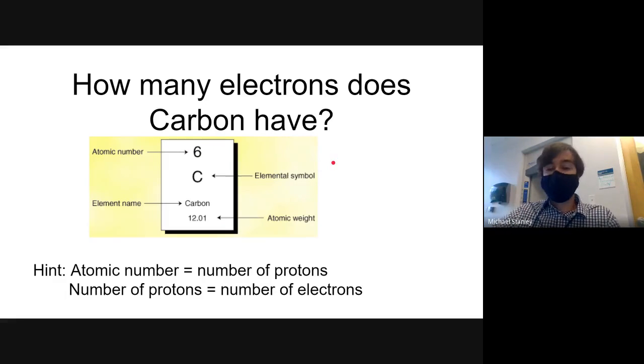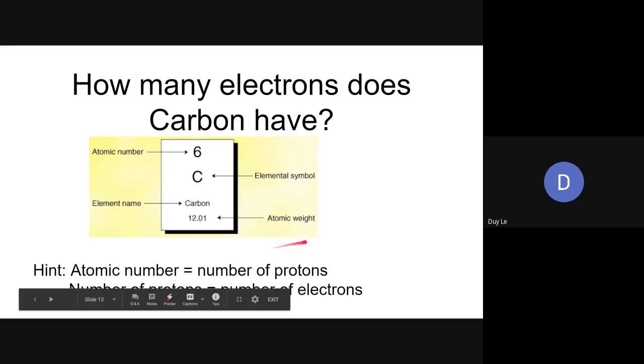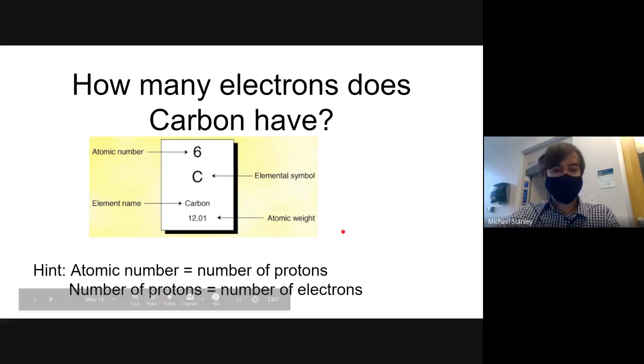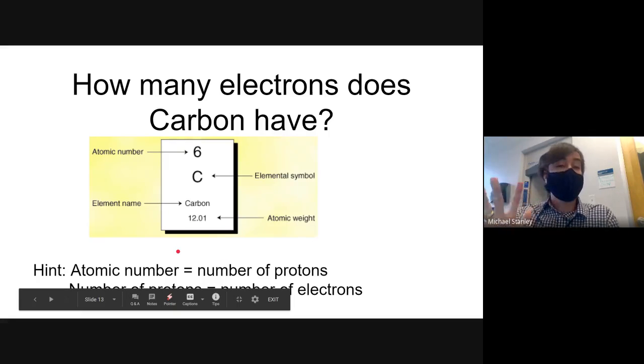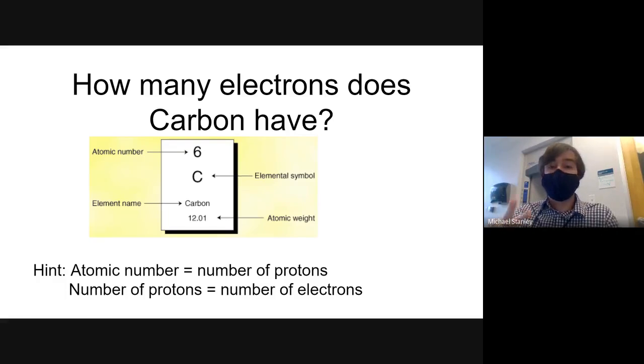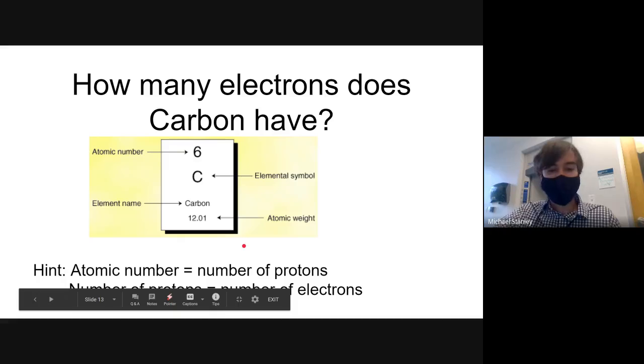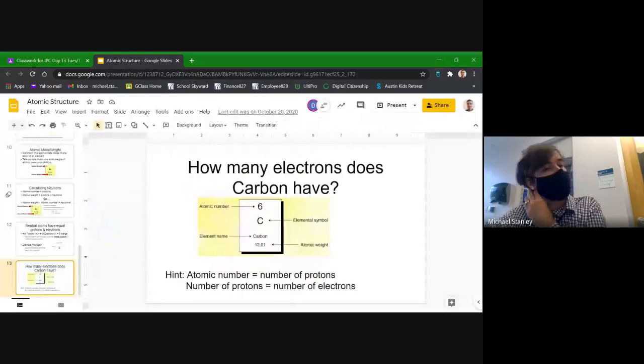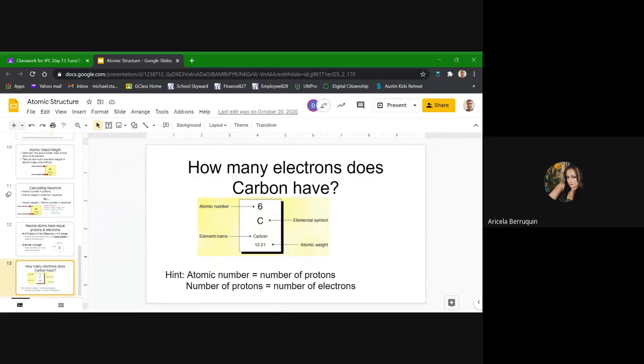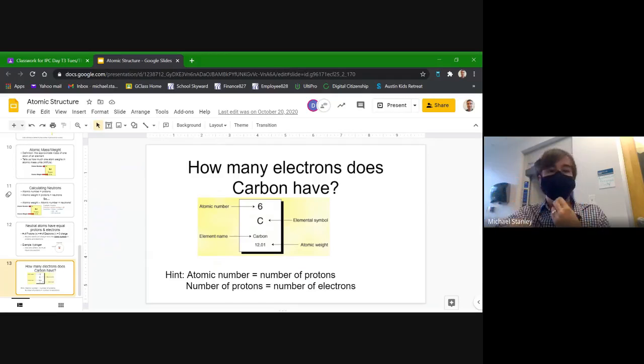All right, did that help you figure out things a little bit, Dwee? Yes, it did. All right, excellent. So anybody have any other questions about protons, neutrons, electrons, atomic numbers, atomic weights, anything that we've covered so far today? No. All righty.